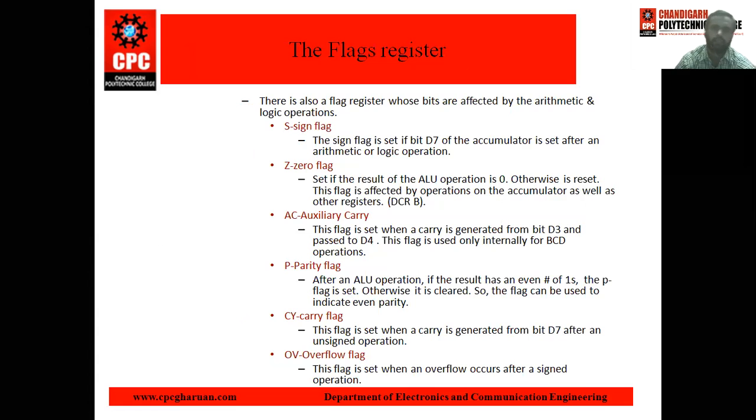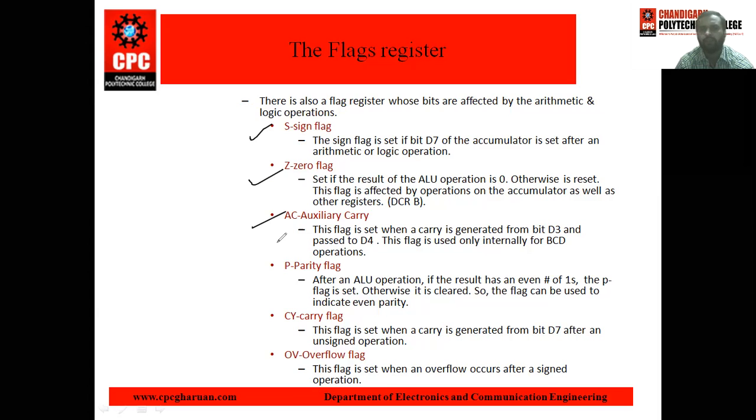Next is your flag registers. There are 5 types of flag register. First is your sign flag. Sign flag: if your result is negative, then the sign flag is 1, otherwise the sign flag is 0. Next is your zero flag. If the result is 0, in that case the zero flag is high, otherwise the zero flag is low.